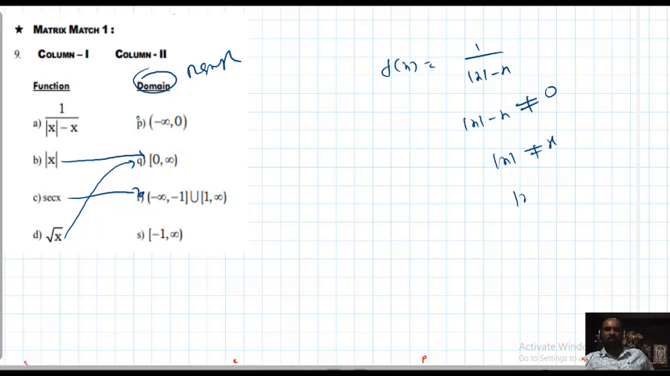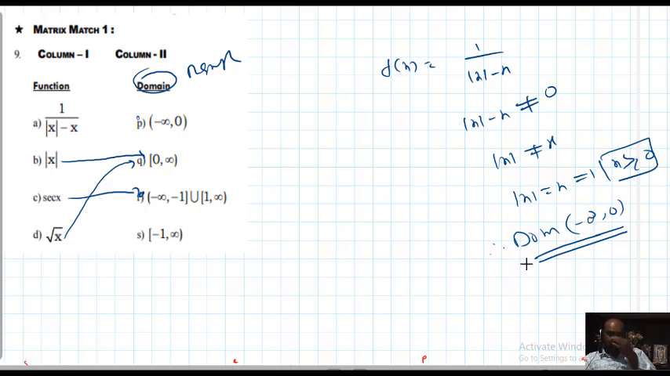Mod x equals x implies x is greater than or equal to 0 by the definition. What is the meaning of that? Domain is all real numbers less than 0, I can say minus infinity to 0, negative real numbers. Now substitute negative real numbers. What we get is the range.